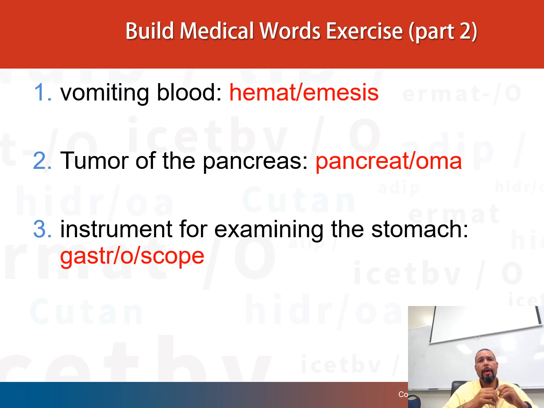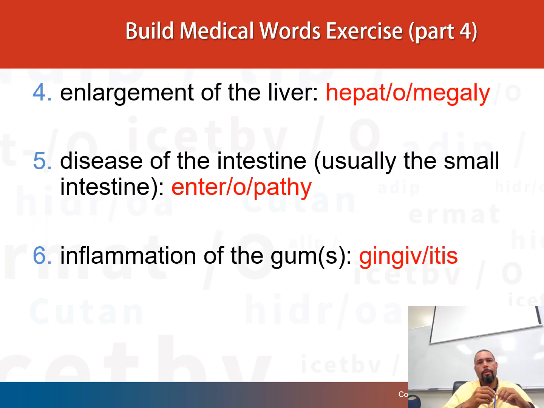A tumor of the pancreas is called a pancreatoma. An instrument for examining the stomach is called a gastroscope. Enlargement of the liver is hepatomegaly. A disease of the intestine, usually the small intestine, is called enteropathy. And inflammation of the gums is known as gingivitis.